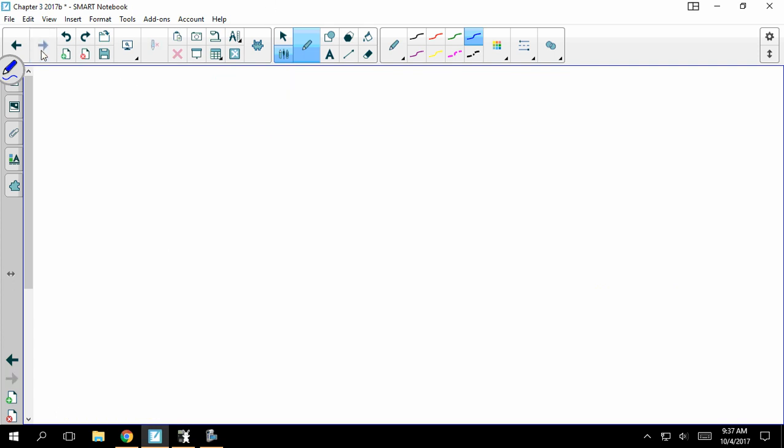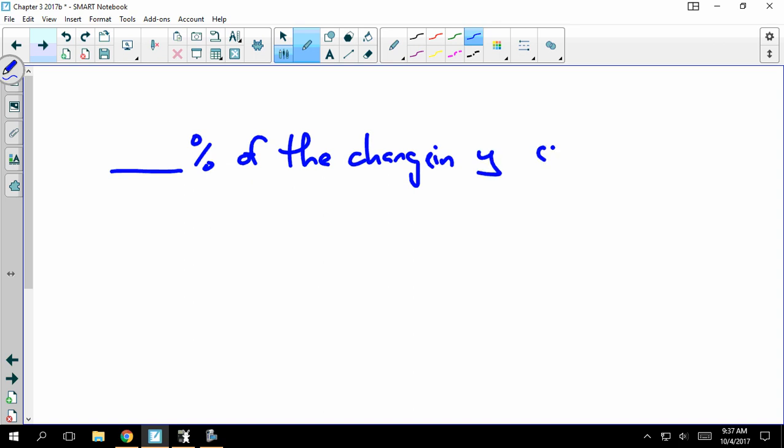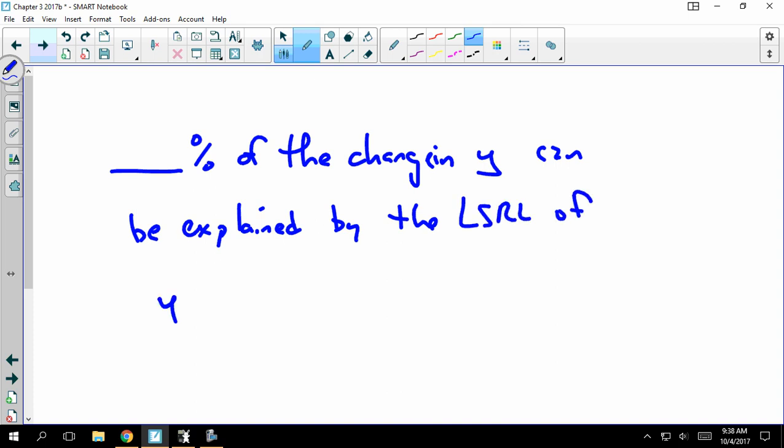And the sentence that I'd like you to learn is this: blank percent of the change in y can be explained by or predicted by the LSRL of y on x. So in this case, 3.57% of the changes that occur in y could have been anticipated by using that regression line. Which regression line? The one that takes the y's and maps them onto the x-axis, the y on x.